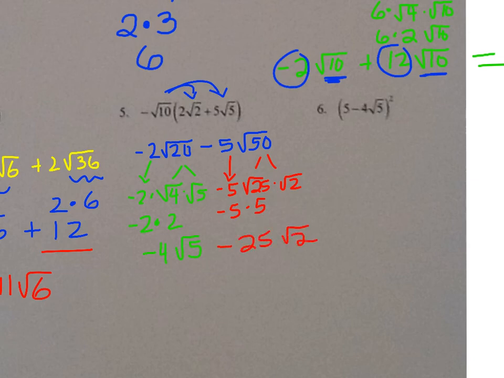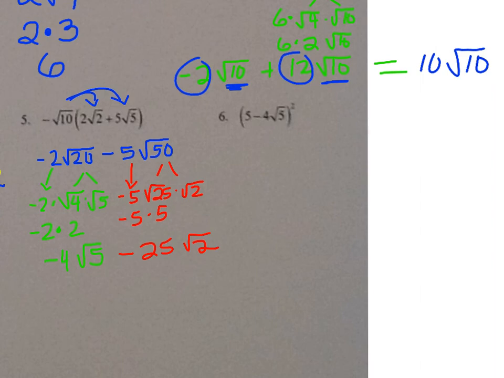So we cannot combine these. These are not like terms. One's the square root of 5, one's the square root of 2. So we cannot add them or subtract them. So it just stays like that. Okay, so let's take a look at the last problem, number 6.